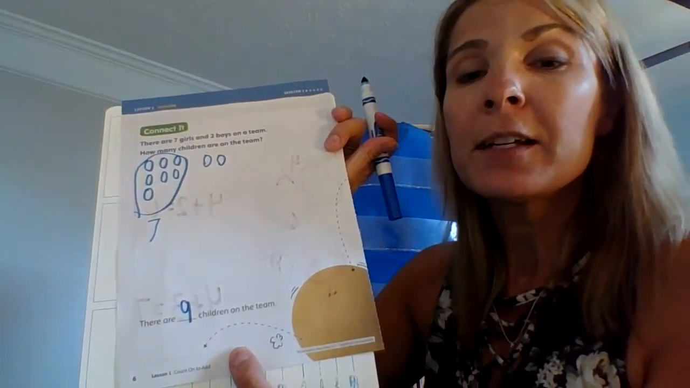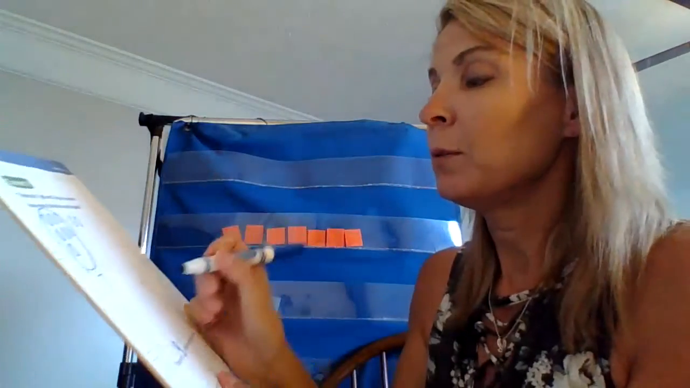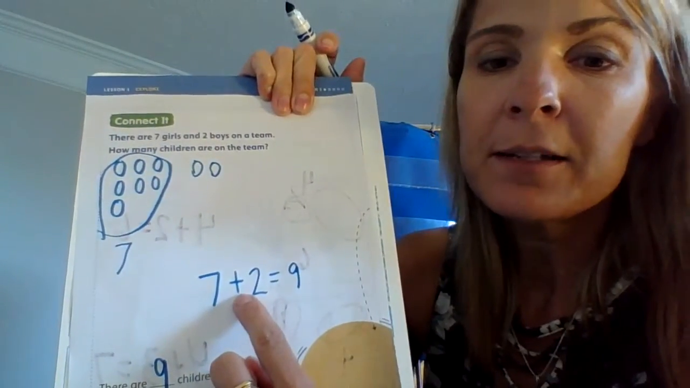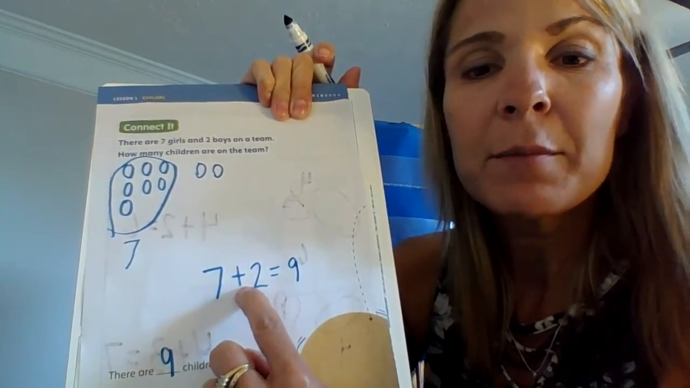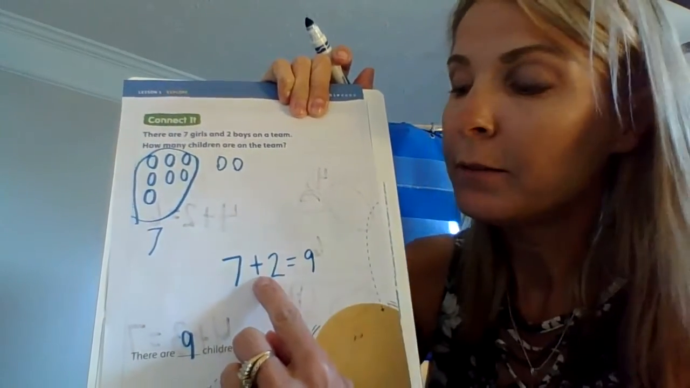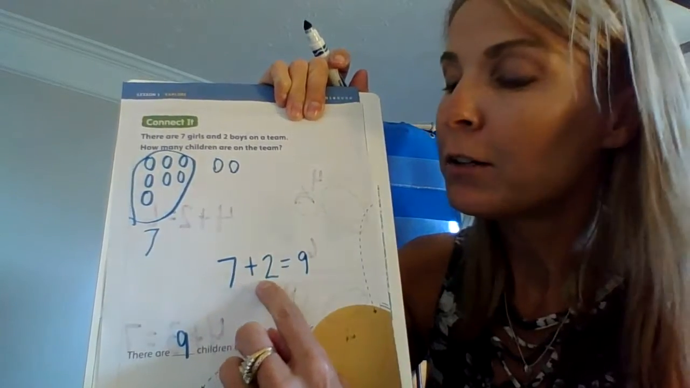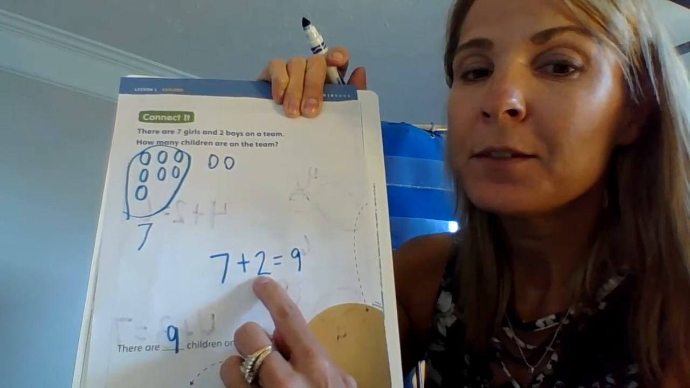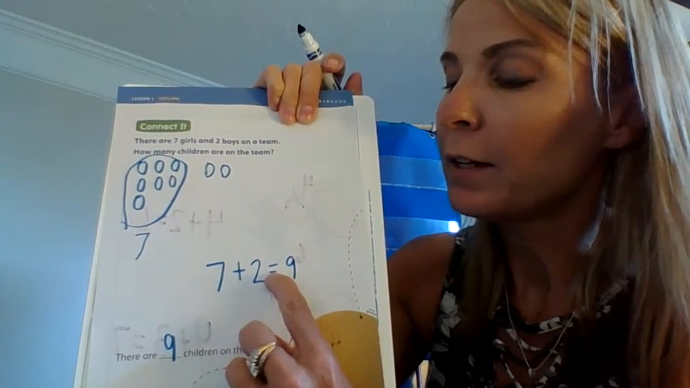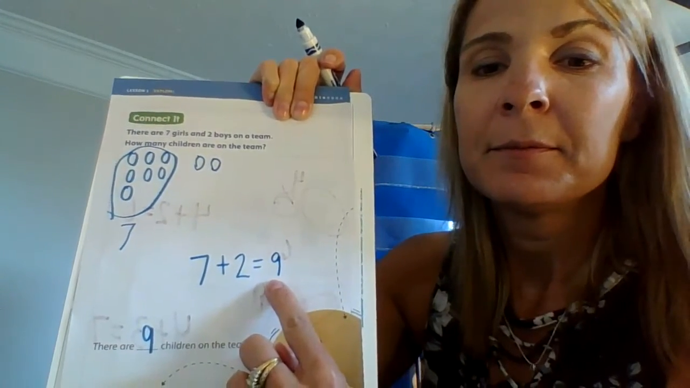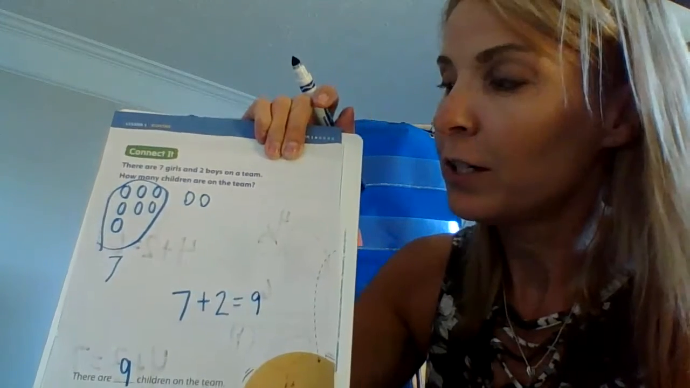In writing a number sentence, we would write 7 plus 2 equals 9. So this is the number 7. This is a plus sign. That plus sign means that you're adding. Your number's getting bigger. You're going to count on. So here's our girls, 7. Putting together 2 more boys. So 7 plus 2. This is the equal sign. It's 2 lines sideways. 9. Okay, so there are 9 children in all.